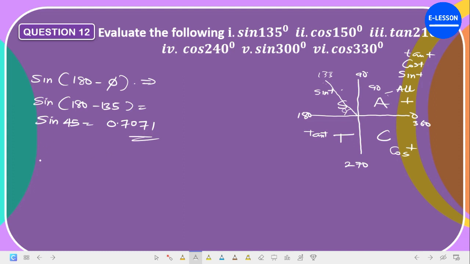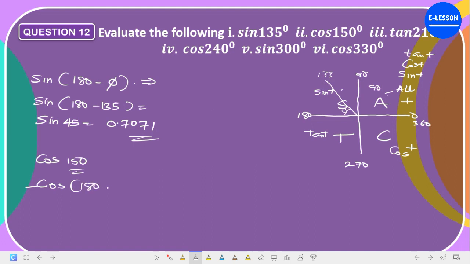Now the next one is cos 150. Which quadrant is 150 in? 0 to 90 is the first quadrant, 90 to 180 is the second quadrant, so 150 is in the second quadrant. In the second quadrant, only sine is positive. It means cos will be negative. So it will be minus cos.